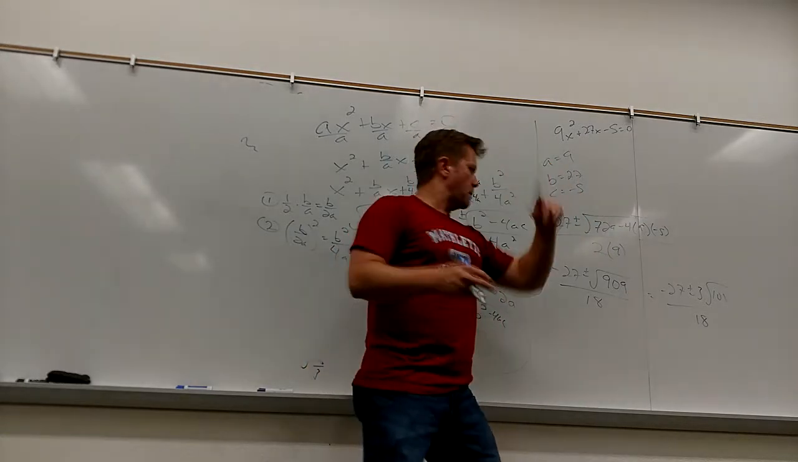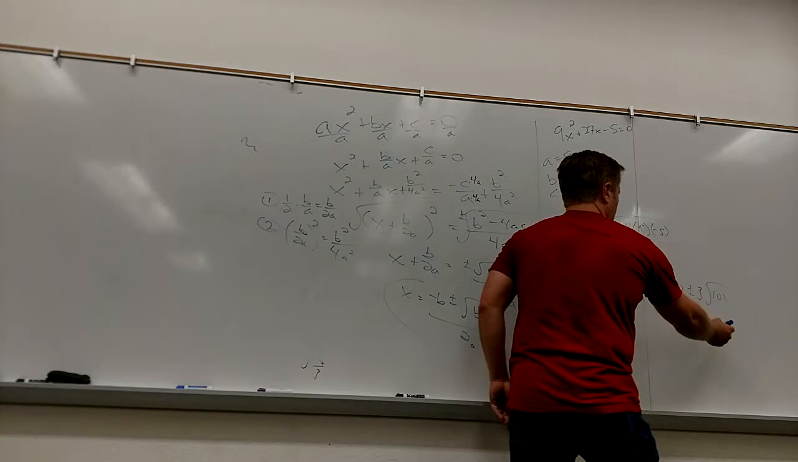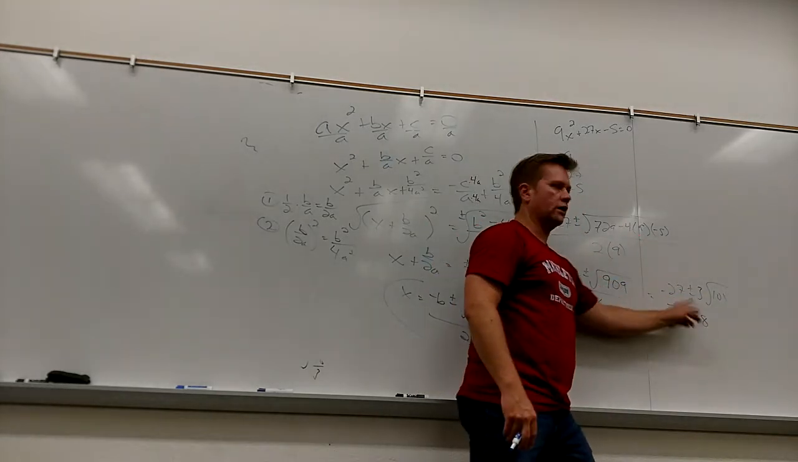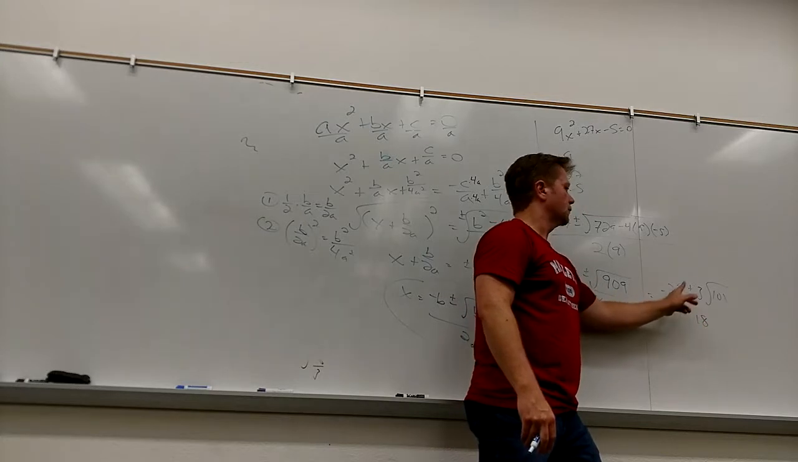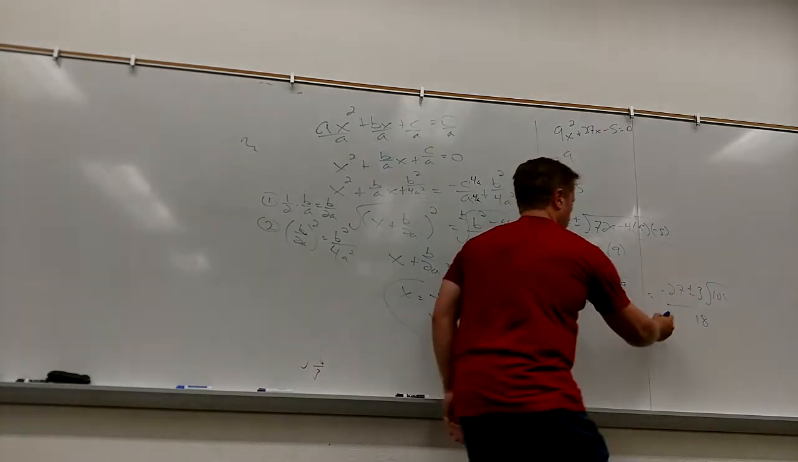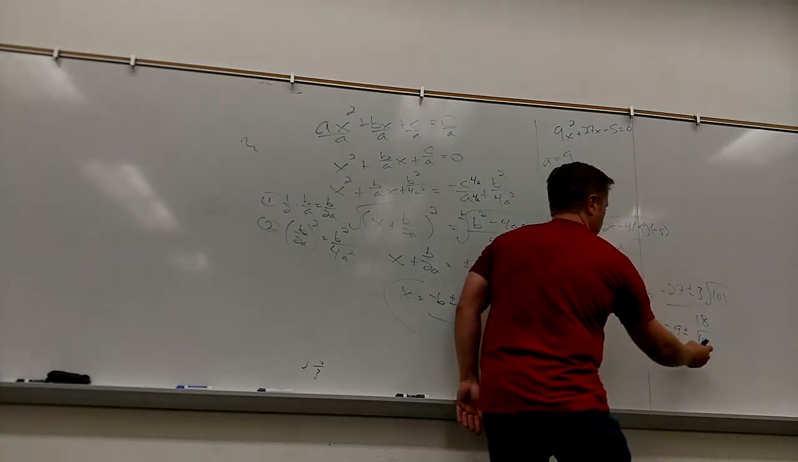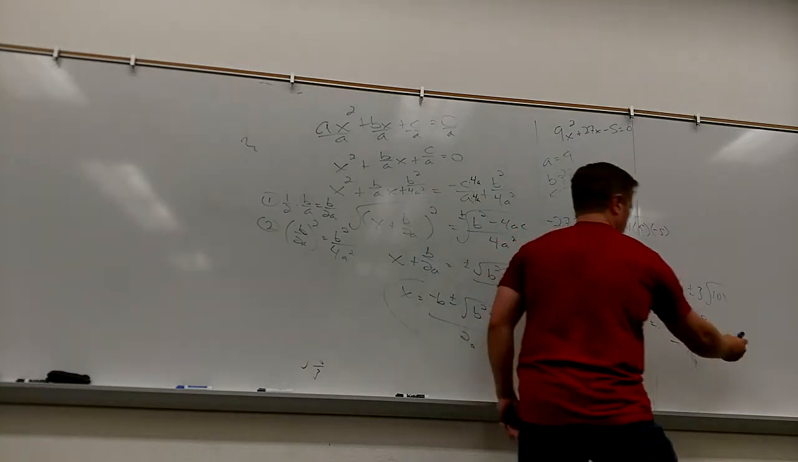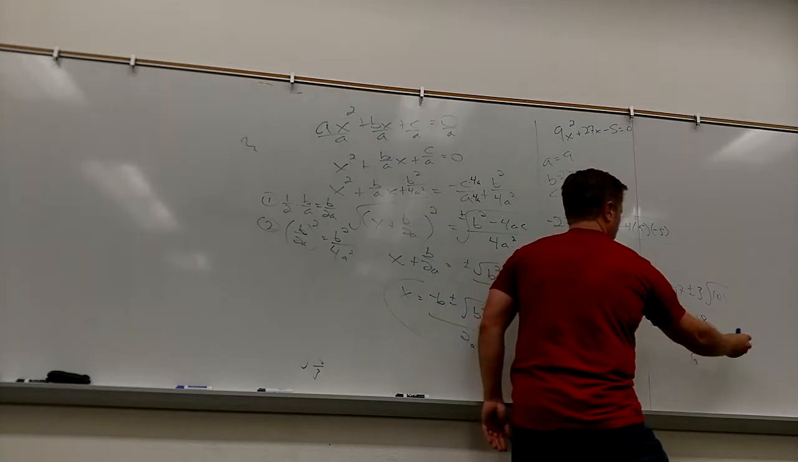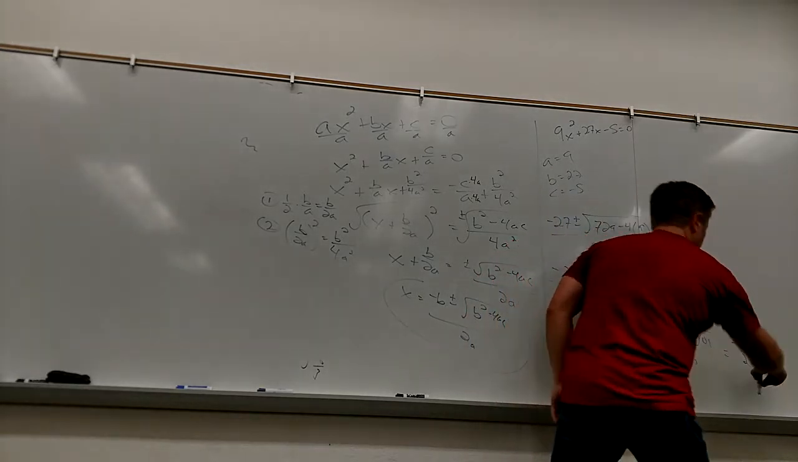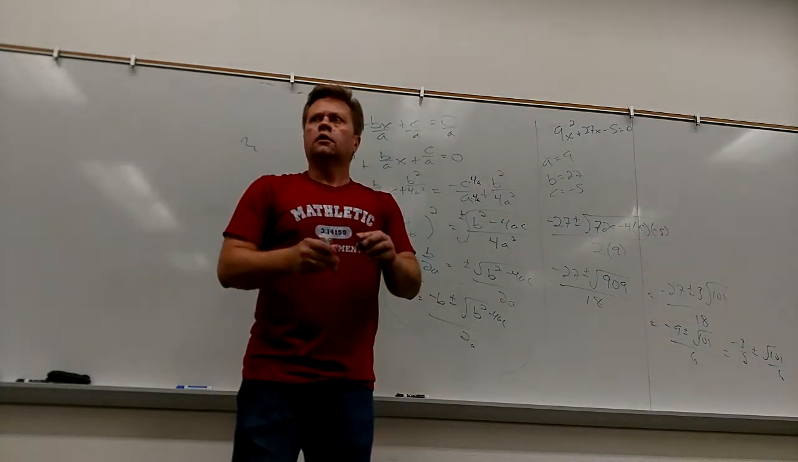And the big mistake people make is they either kill the 3 and the 18 and then they leave this guy alone. No. Everything is being divided by 18. So what can go into all three of these, of course? 3. So this will be negative 9 plus or minus square root of 101 over 6. Or negative 9 over 6 is negative 3 halves plus or minus square root of 101 over 6. Is that the same answer we got earlier? Yes.